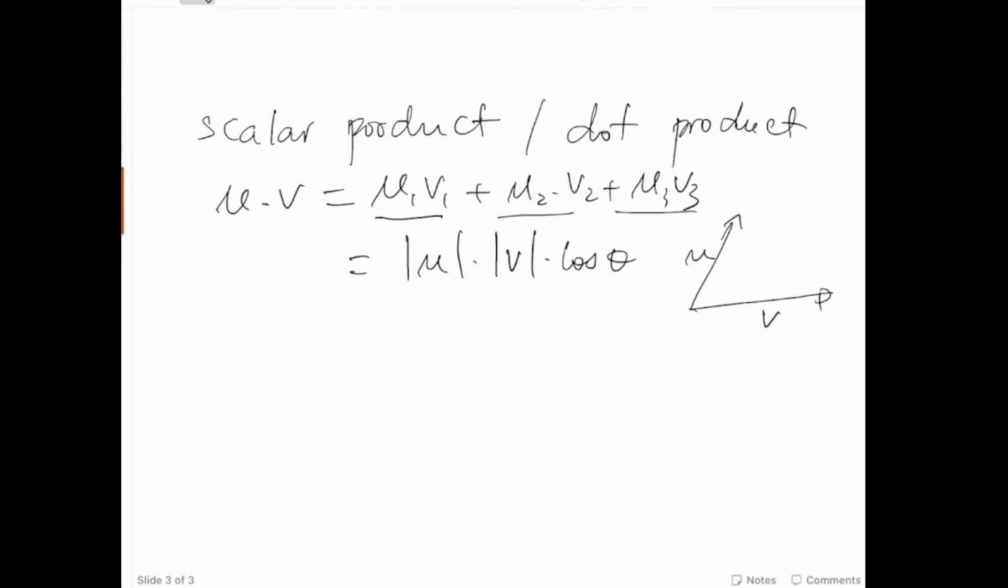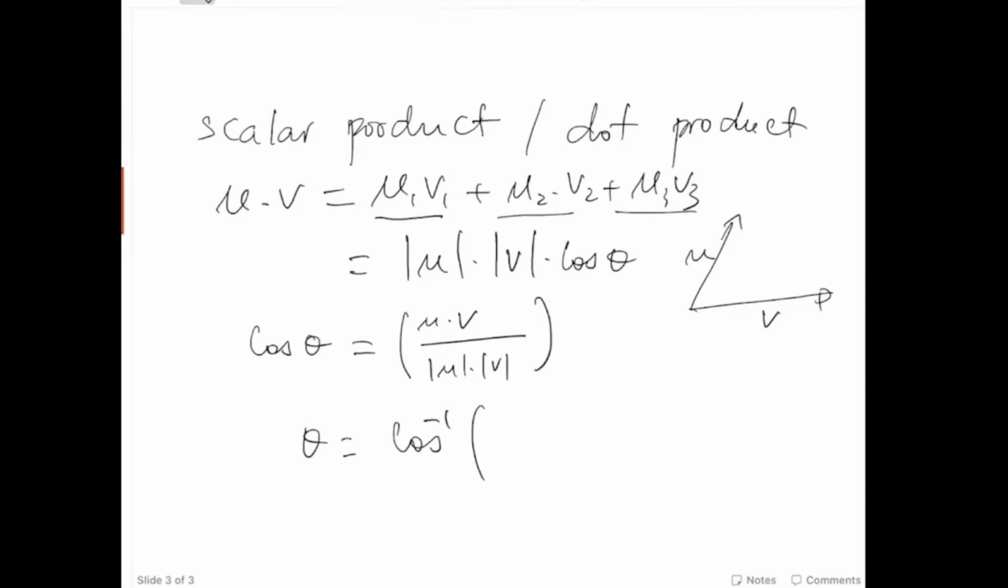And of course, knowing this relation, if you want to find the angle between two vectors, that will be u dot v divided by the modulus of both vectors, and theta will then be arccosine, or cosine minus 1, of u dot v divided by the product of the moduli. This is quite a simple definition.